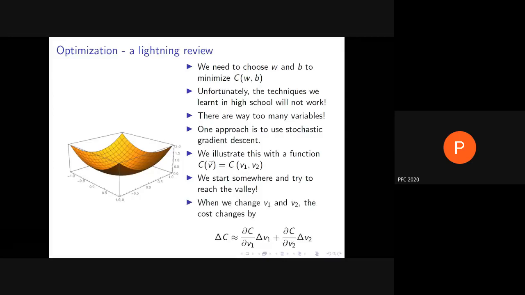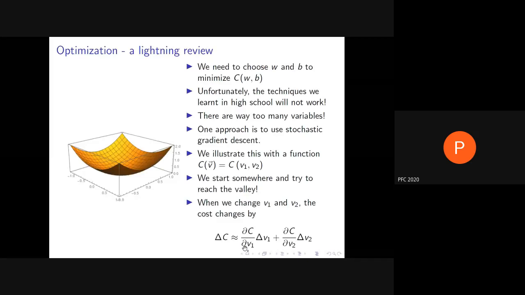So for this, what we need to know is, when I change v1 and v2, how much does the cost change? Cost, remember, is this C which we want to try to minimize. Now this is where calculus comes in a big way. The cost changes, of course, because v1 changes. So there's a delta C piece, the change in C, which is due to delta v1, and there's a piece due to delta v2. And these factors in front are the partial derivatives.